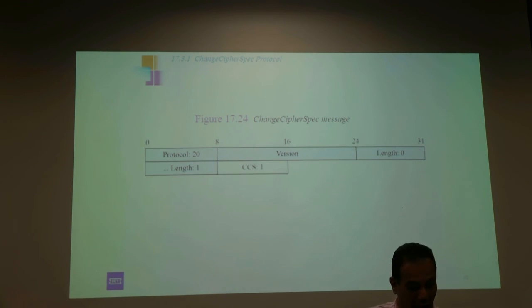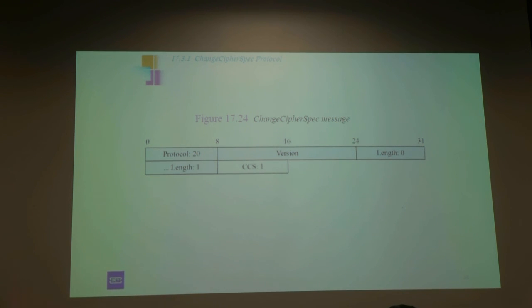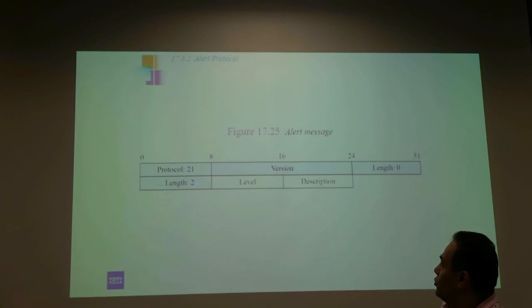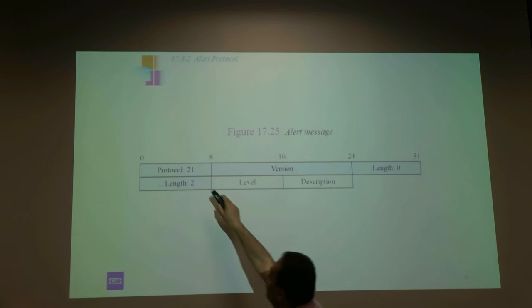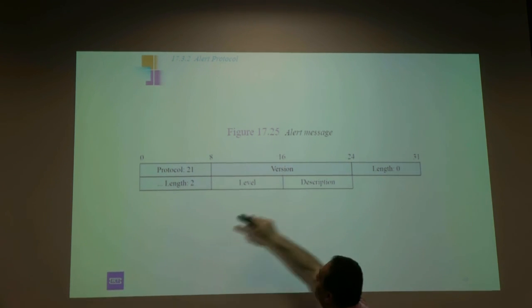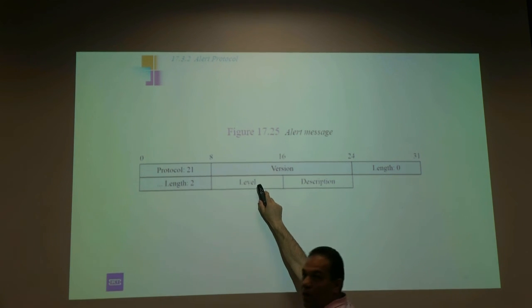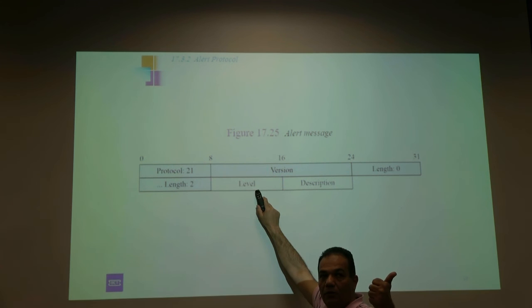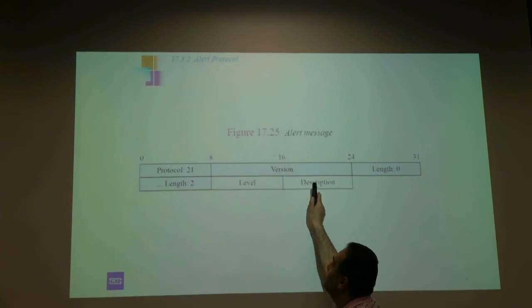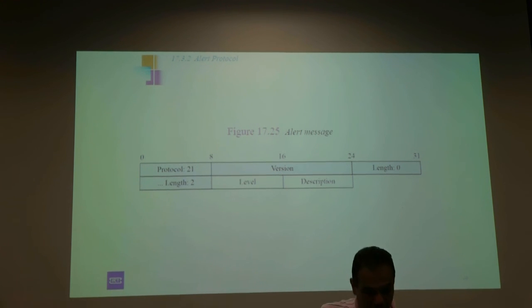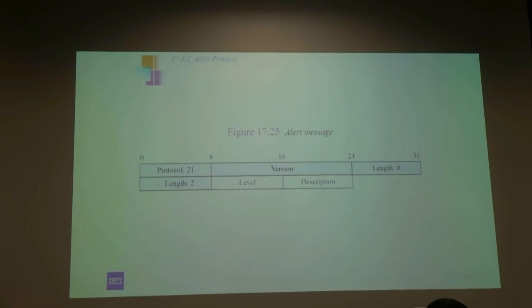Pending to active. Then the second message in here is the alert message. Again, alert always uses protocol 21, the version of SSL, and the length. It has the level. How many levels for alert do we have? Two: fatal and warning. And this is the description. That's it. So these are two very simple messages that we are sending, the protocol and all of that.